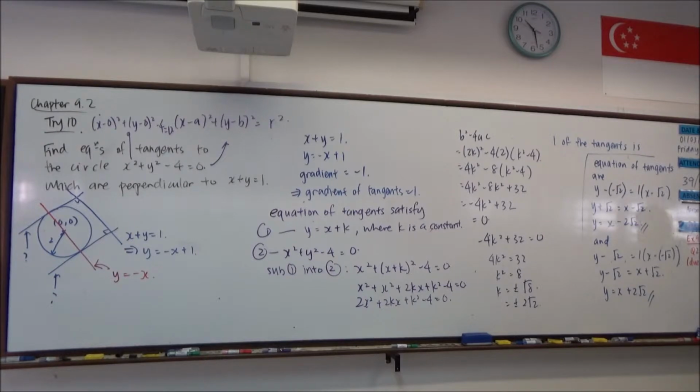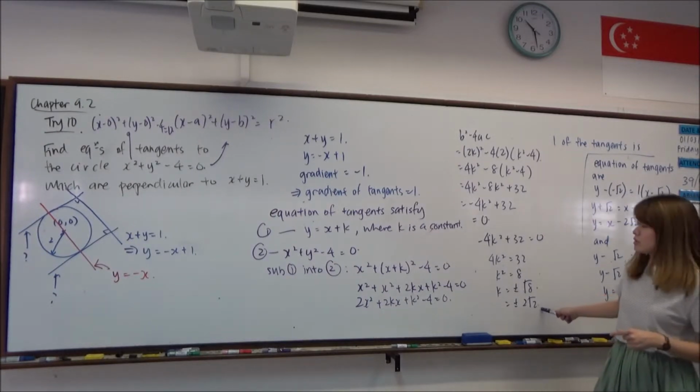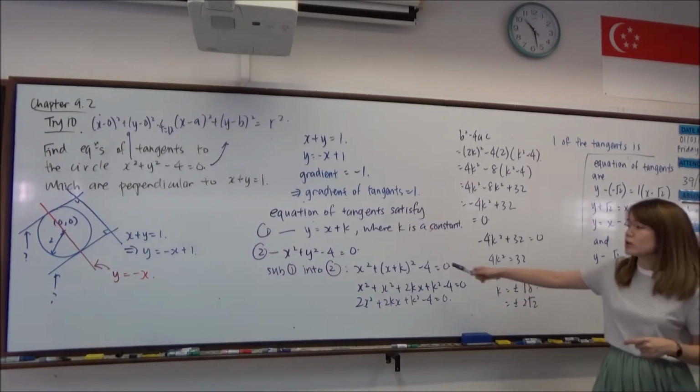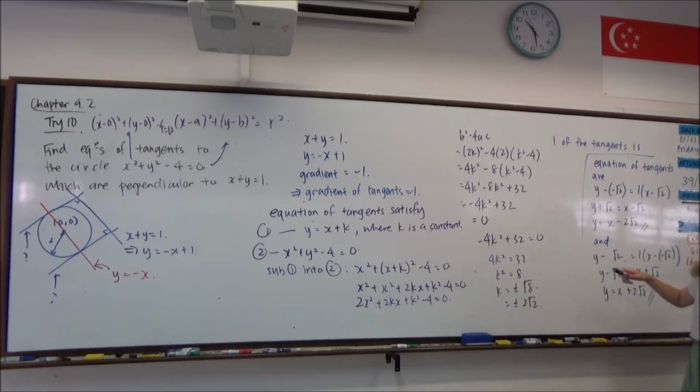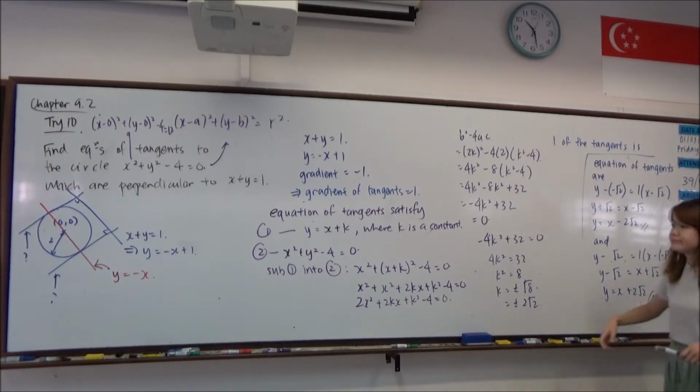Okay, so checking our answers now. If I substitute in k equals 2 square root 2 into here, I'm going to get this answer. And then for negative 2 square root 2, I'm also getting this answer. So both methods will actually work.